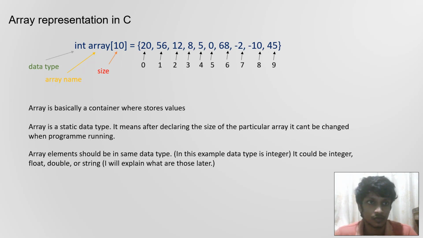Okay, so today's topic is array representation in C. As you already know, an array is a static data type which can store a particular data type. Here is the example: int array[10] = {20, 56, 12, 8, 5}. Likewise, there are some elements. This is how you implement or define an array in C.